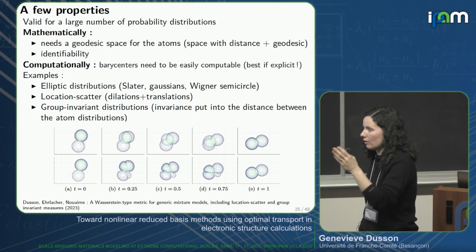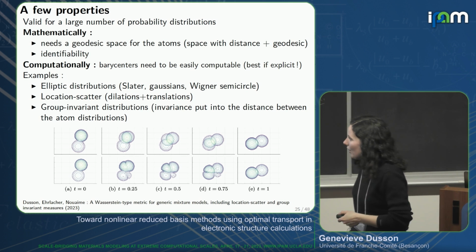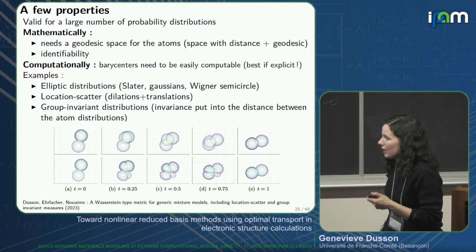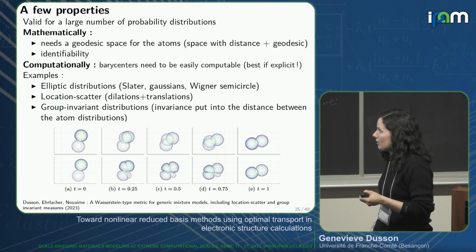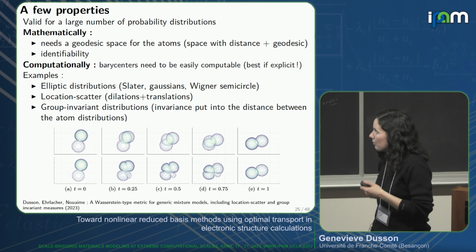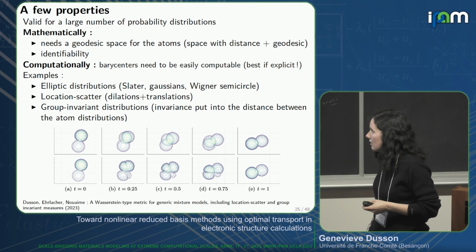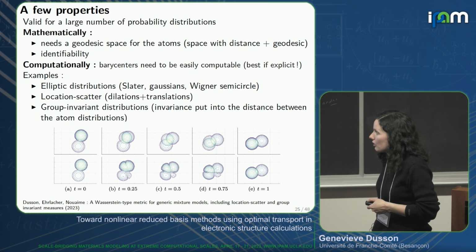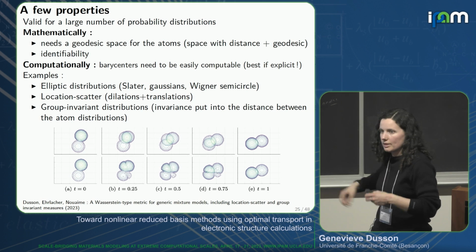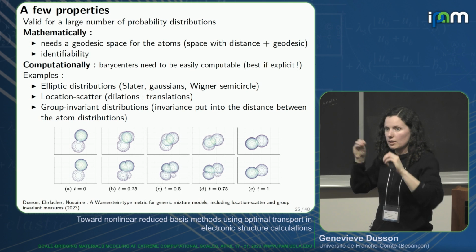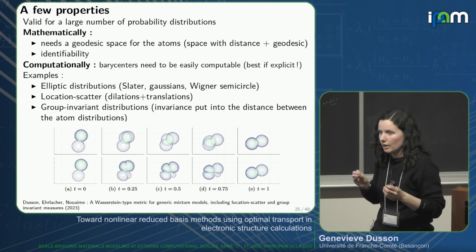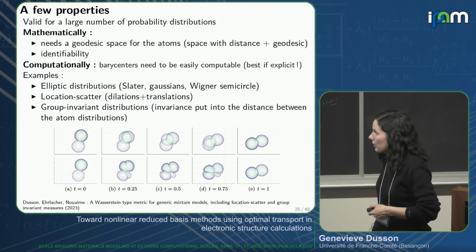Okay. So to finish and answer your questions, with Virginie and Nathalie Nouaime, we generalized the Gaussian setting to consider a larger type of probability distributions. We went through the mathematical properties that you need to define such a mixture distance. Computationally, what is really important is that the barycenters between individual components can be computed efficiently, and that's one key. So it works for elliptic distributions, and all location-scatter atoms.